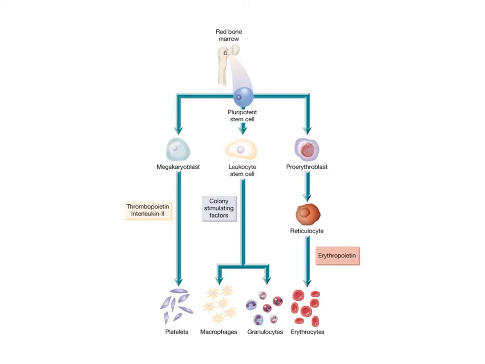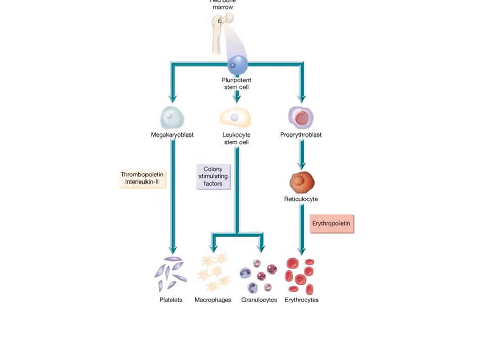So as you can see here, in the red bone marrow, you have the pluripotent cells, which are the basic stem cells, and they are going to split off into three different cells. There's the megakaryoblast, which will later become platelets, the leukocyte stem cells, which, as we know, will become white blood cells, and then the proerythroblasts, which will, of course, become red blood cells. When we talk about red blood cells, there are reticulocytes, and erythropoietin is the growth stimulating factor that will then generate the erythrocytes.